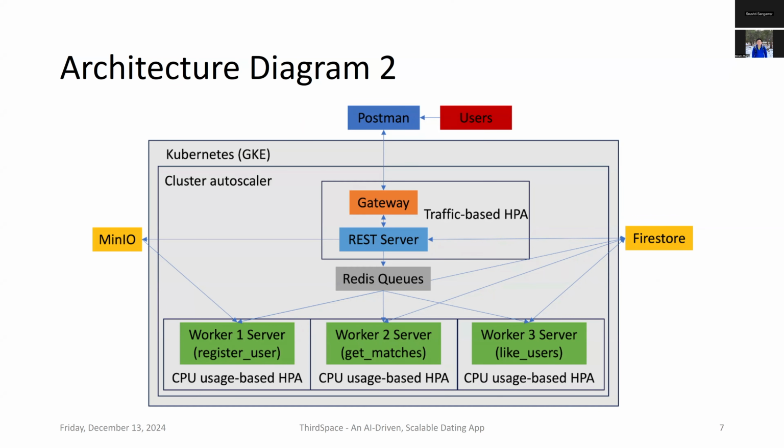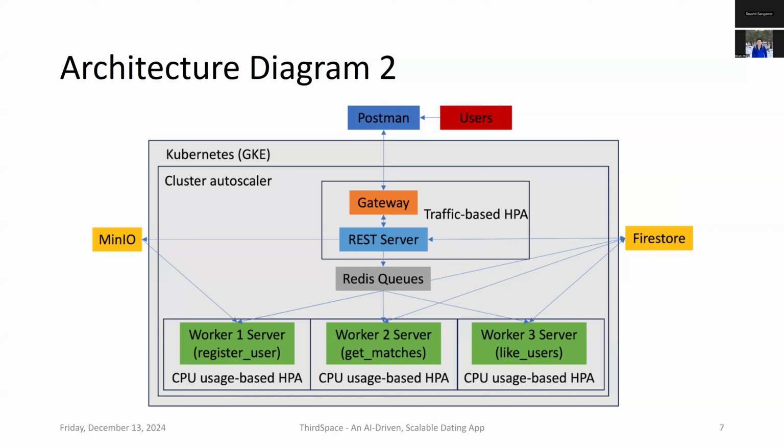So again, this is showing that users use Postman to send API requests to our REST server. This request passes through a gateway, which is monitored by a traffic-based horizontal pod autoscaler. The server queues work to each of the 3 workers via a Redis queue. And there are 3 different worker servers, and they each have their own Redis queue.